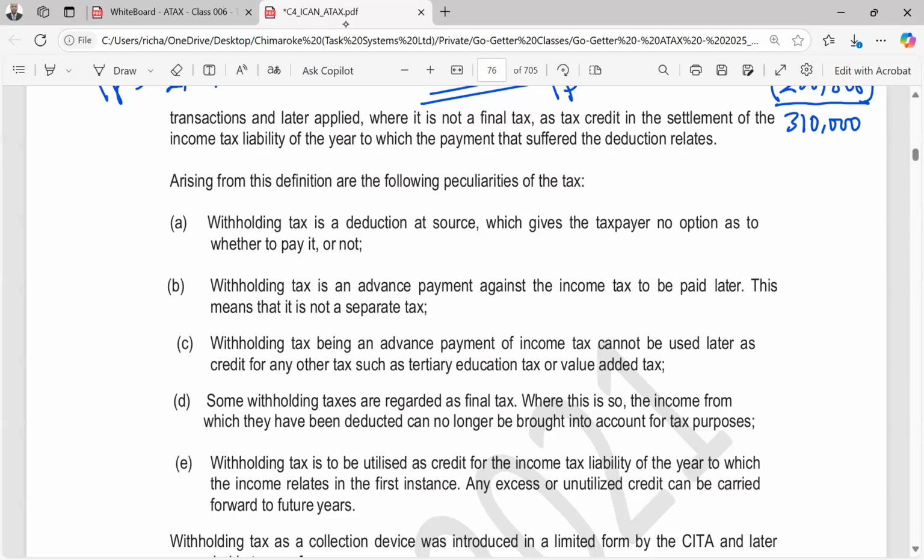Withholding tax is an advance payment of income tax and cannot be used later as credit for any other tax, such as education tax or value-added tax. So your withholding tax is an advance of your CIT. So you cannot use it to clear education tax or to clear VAT. It is only meant for that purpose.